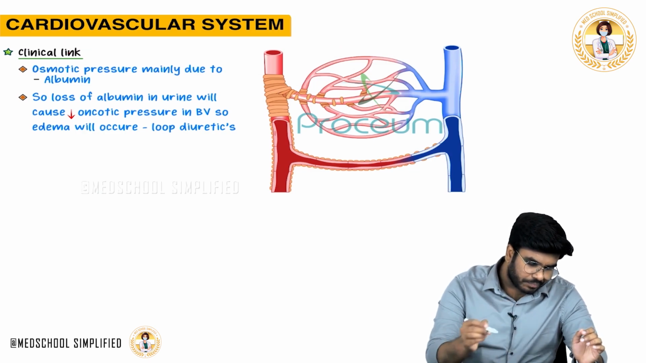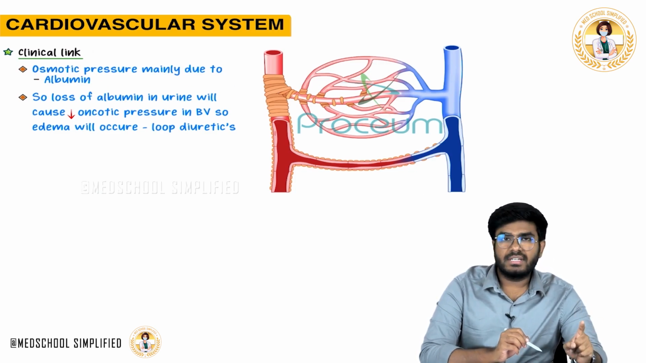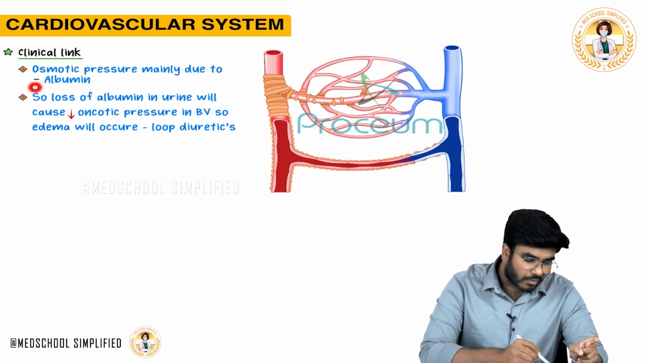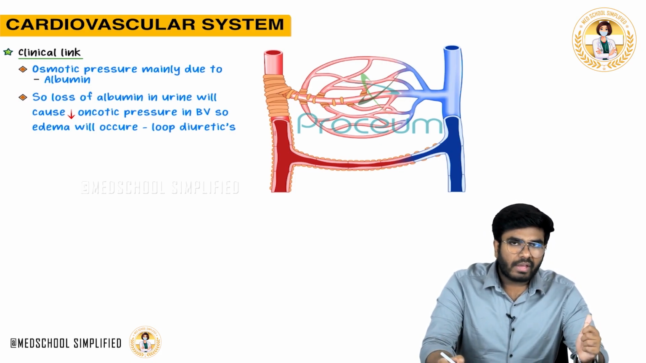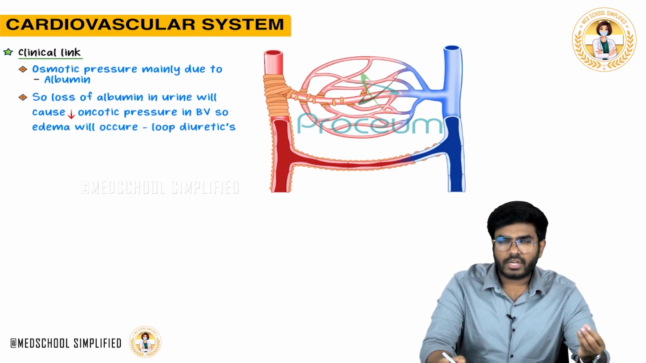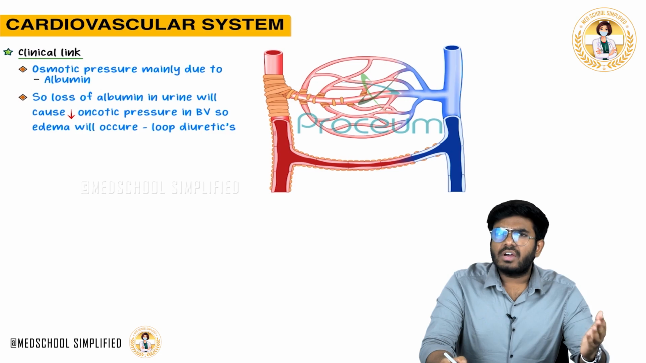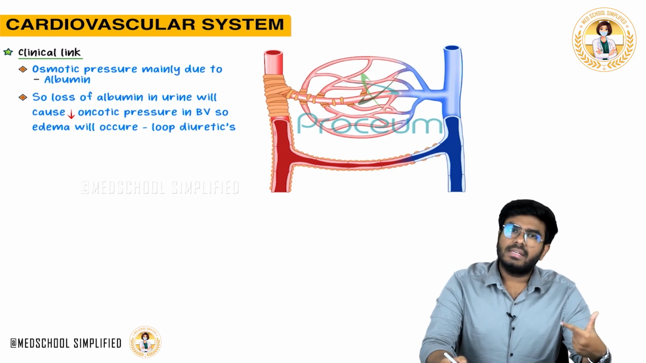And the clinical link. An important point I want you to know is that osmotic pressure is mainly due to albumin. Already we have discussed hydrostatic pressure as well as osmotic pressure. For example, whenever you have liver failure or kidney failure, in both these conditions the patient is losing albumin. In liver failure there is no production of albumin, and in nephrotic syndromes, the kidney problems, lots of albumin goes out in the urine, so proteinuria is there. In the first condition there is no production of albumin, and in the second there is loss of albumin from the body.